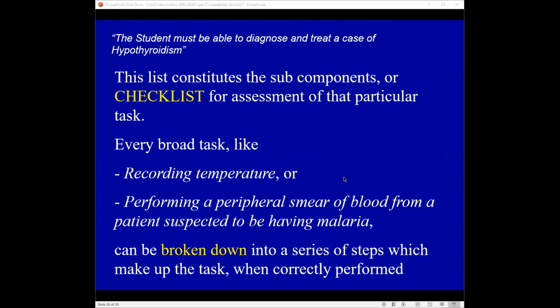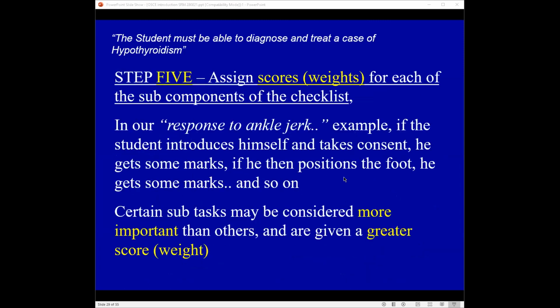What's our next step? We now assign scores, or what we call weights, for each of the subcomponents of that checklist. Our example is still response to ankle jerk. For each thing that the student does as a subtask, we give some marks. For example, if he introduces himself, we give some marks, takes consent, some marks, positions the foot, some marks, etc.